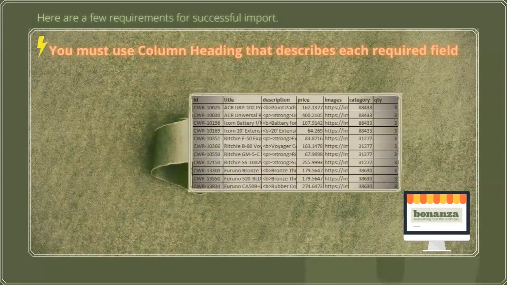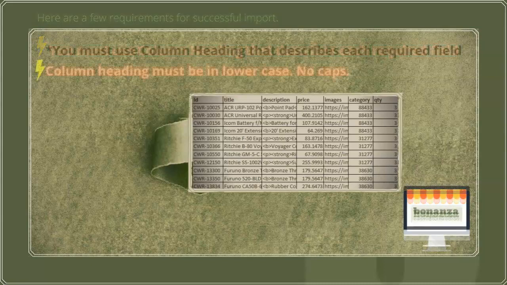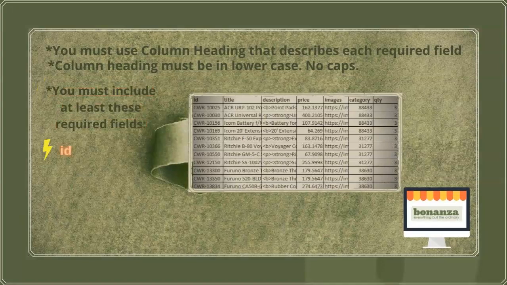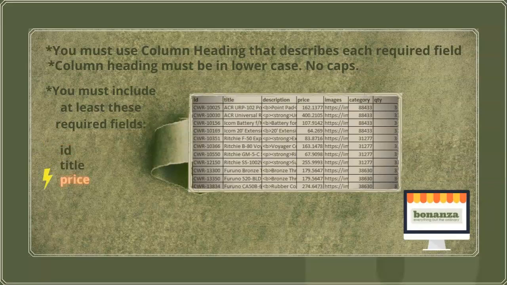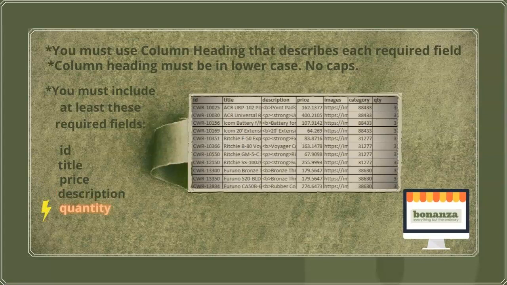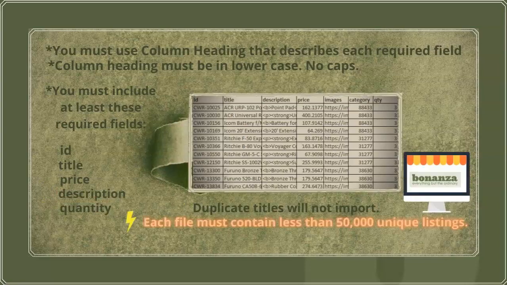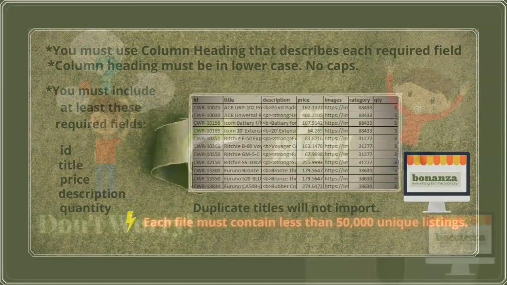Here are a few requirements for successful import. You must use column headings that describe each required field. Column headings must be lowercase, no caps. You must include at least these required fields. First, the ID, then the title, price, description, and quantity. Duplicate titles will not import. Each file must contain less than 50,000 unique listings.